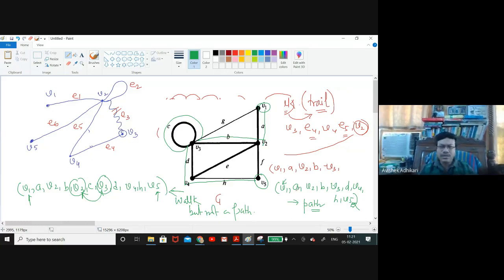And so you can understand the length of the path: the number of edges that appear here. First A appears, then B, then D, then H. So the length of this path is 4. So 1, 2, 3, and 4. So the length of this path is 4. I think the idea of the length of a path is clear to all of you. Okay.